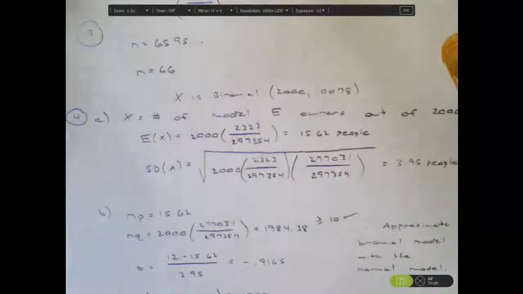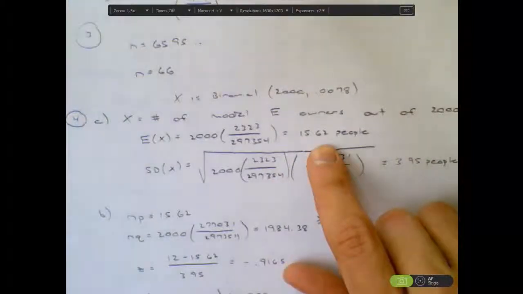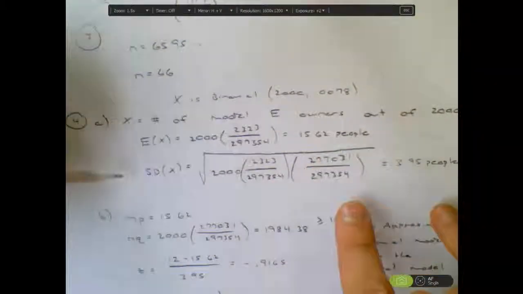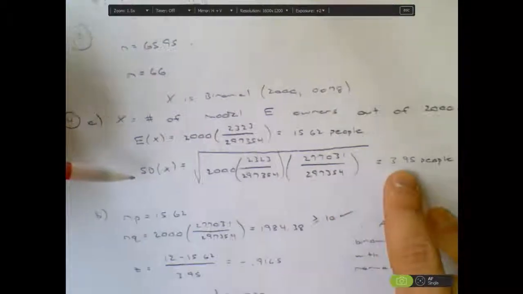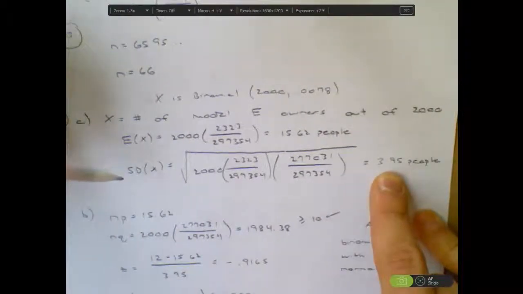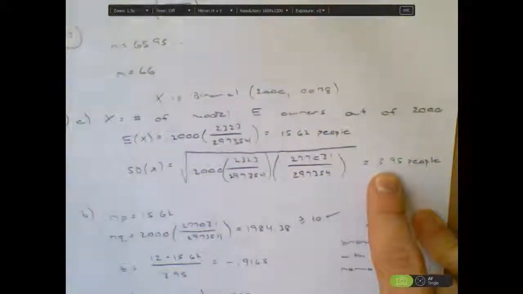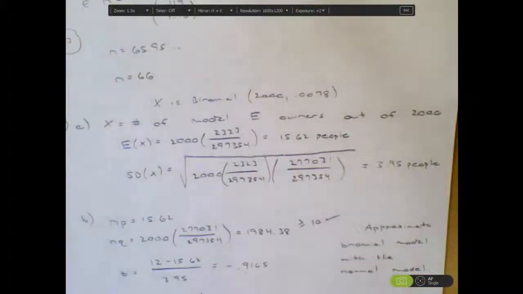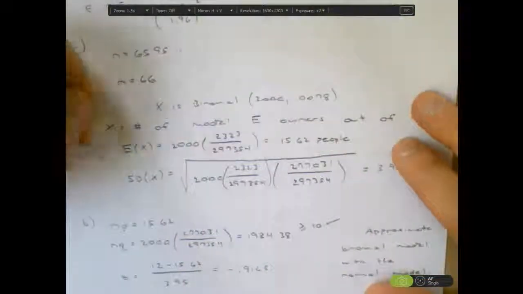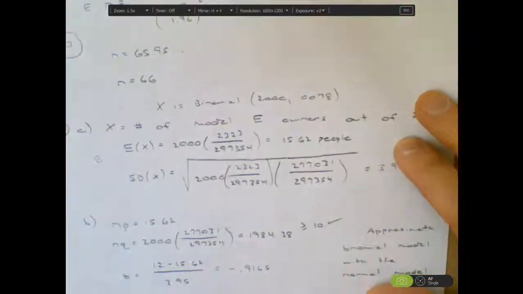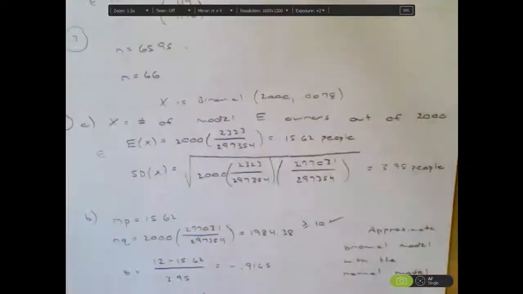So n times p, 15.62 people approximately. I'm not rounding to the nearest person. Standard deviation, about 3.95 people. Your answer may be a little different if you didn't use these exact fractions. Should be like 3.7, 3.8, 3.9, somewhere in that range. I have the correct calculations and numerical values for part A, so both of those components are met. So that's going to be an E.